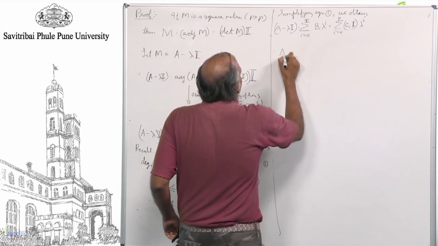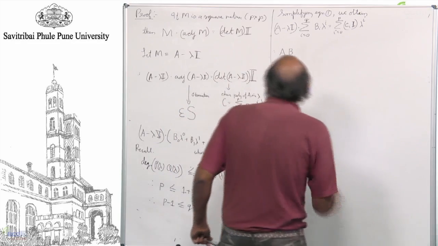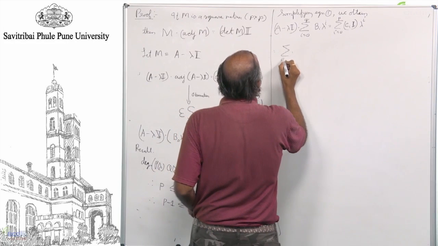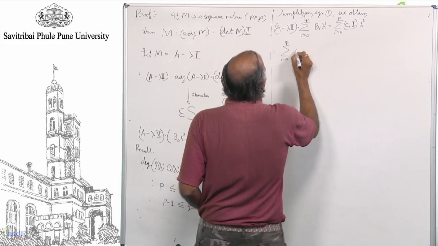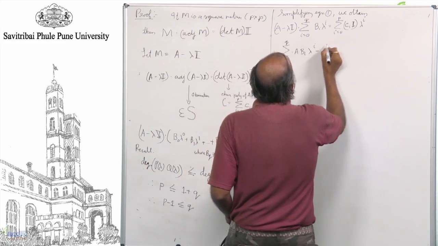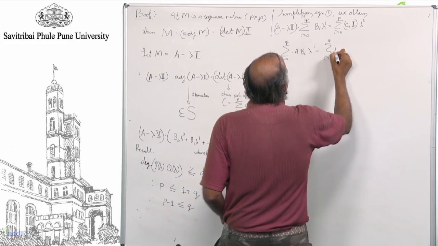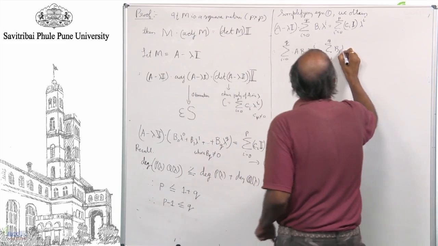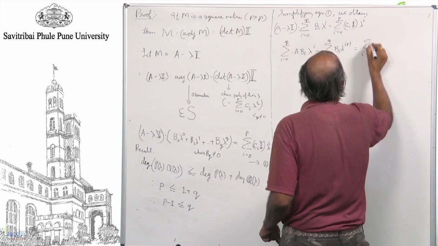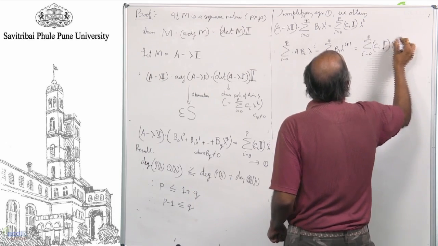So A bi. Let me put that summation sign there. Sigma over i equal to 0 to q, A bi times lambda to the power i, minus sigma over i equal to 0 to q, bi, and I take that lambda inside, I'll get lambda to the power i plus 1, equal to sigma over i equal to 0 to p, ci times identity, lambda to the power i.